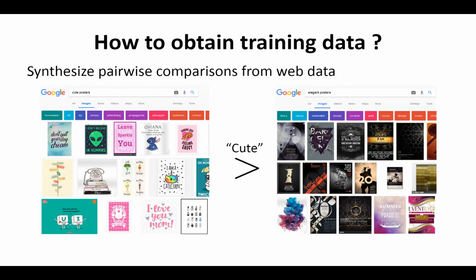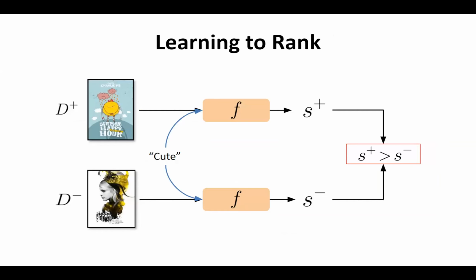Our intuition here is that although we cannot ensure designs labeled as cute are 100% cute, it's safe to assume designs labeled as cute are more cute than designs labeled as elegant. With the synthetic data, we learn our scaling function by ranking design pairs based on their personality labels.